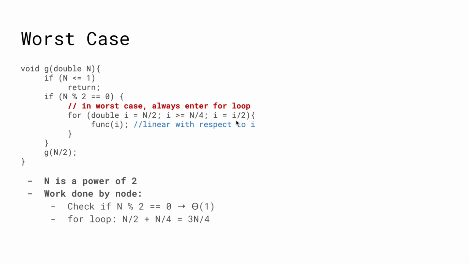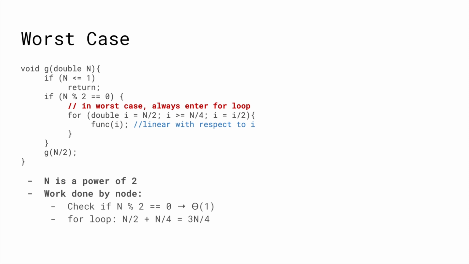That tells us that we're only going to go through this for loop 2 times. The first time when i is n over 2, and the second time when i is n over 4. Every single time that we go through this for loop, we're going to call this function with a linear runtime, and that tells us that the first time we go through, we're going to be doing n over 2 work.